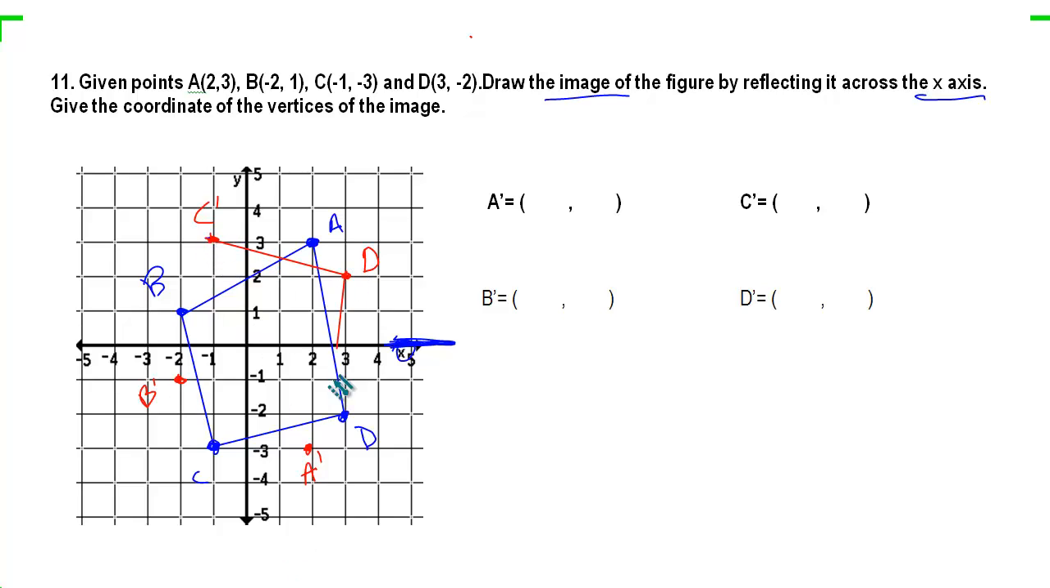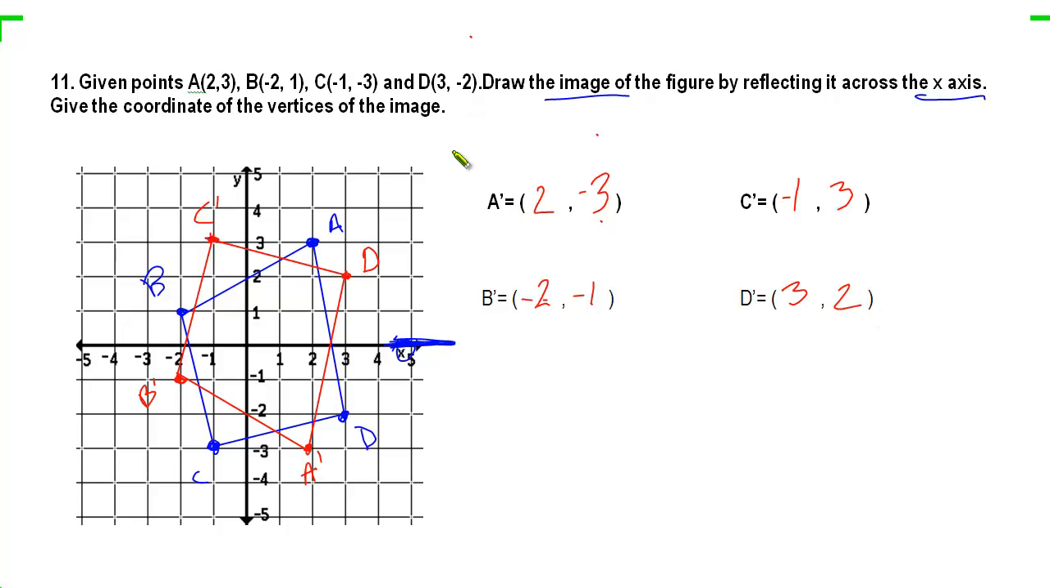So if I look at it again, here's my quadrilateral after the transformation. And A prime is the coordinate, I'm sorry, 2, 3 was the original. Look for the red: 2, -3. B prime is -2, -1. C prime is -1, 3. And D prime is 3, 2.